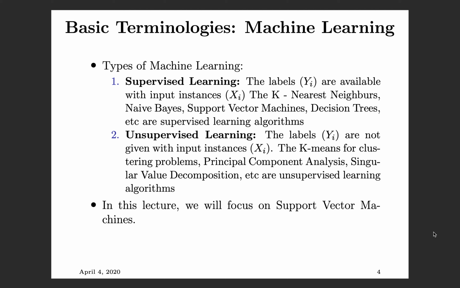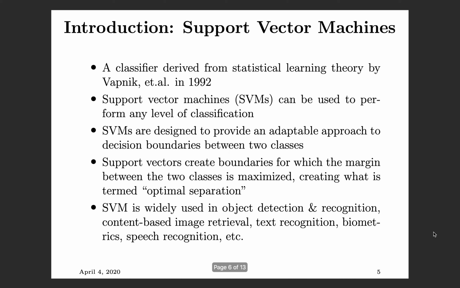The second type of learning method is unsupervised learning. In this, the labels are not given to us, only input instances are given. Here K-means clustering will come, then PCA, then singular value decomposition, etc. Those are unsupervised learning. That also we are going to focus on, but that will take time. So in this lecture, we are basically focusing on SVM. So we will start with SVM.